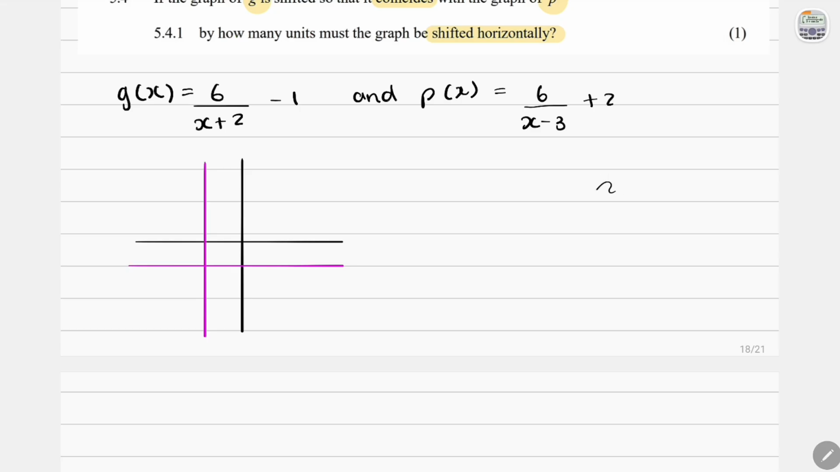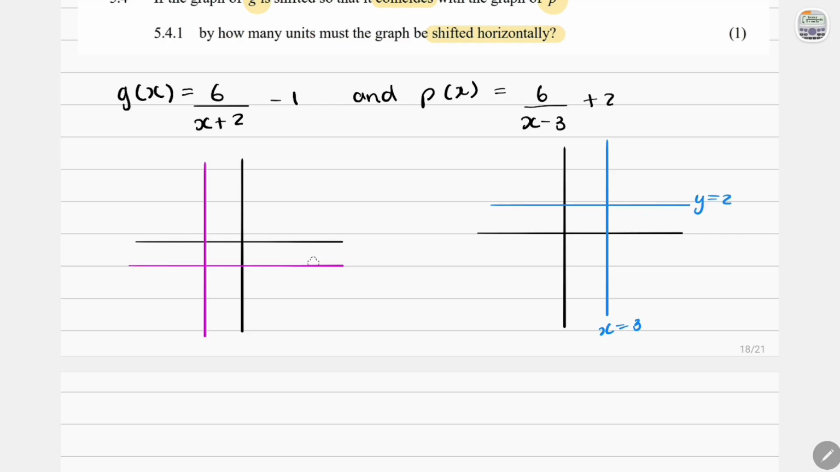Now with this one, what would be the horizontal and vertical asymptote? Because this is x minus p, the value of p gives the vertical asymptote. Here it's x minus 3, so the vertical asymptote is x equals 3, and the horizontal asymptote is y equals 2. For them to coincide, they would just lay flat on each other. You can see that the value of a in both graphs is 6.